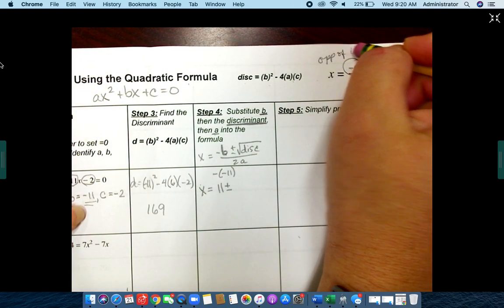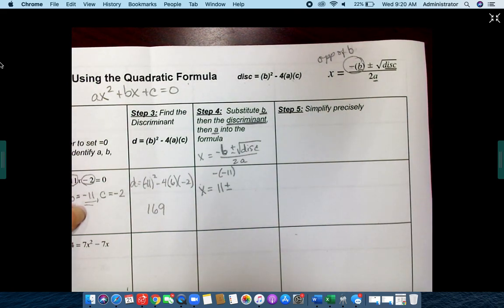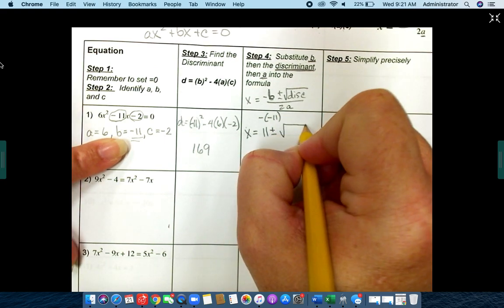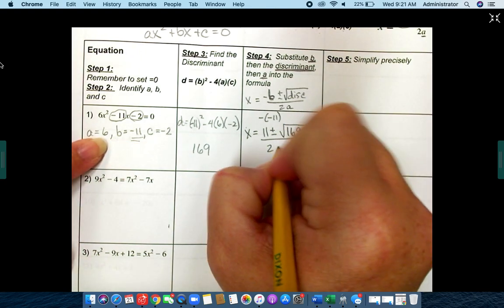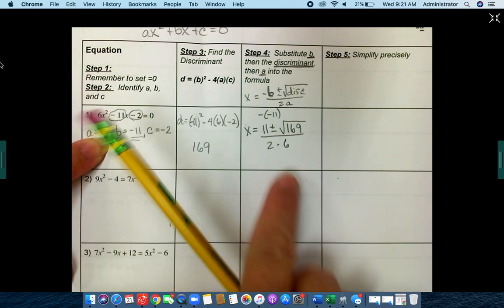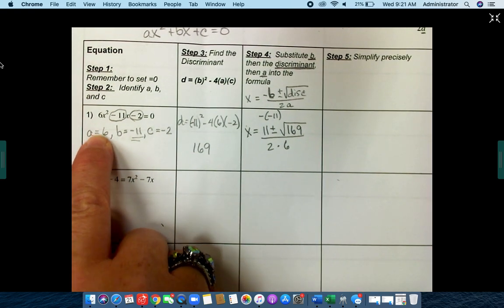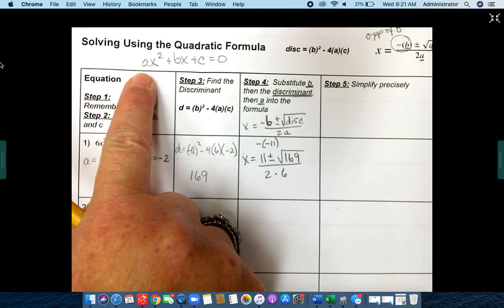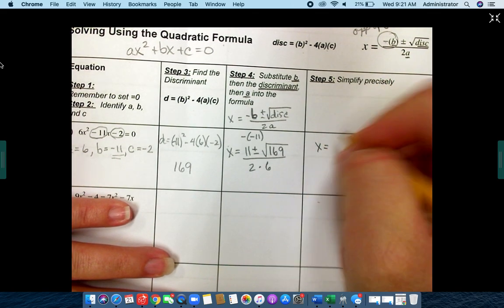It's a weird looking b, kind of looks like a 6. All right. So x equals opposite b plus or minus the square root of the discriminant all over 2 times a. All right, so 2 times the a coming from here where I wrote down 6, 6 being the a in my ax squared. Okay, so now I just come over here and simplify.